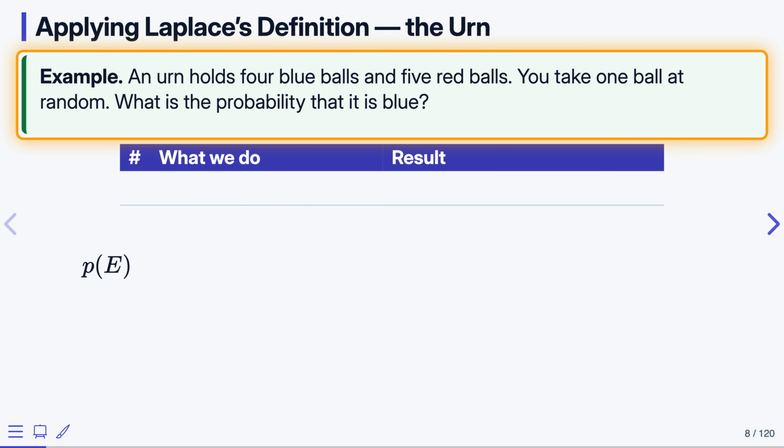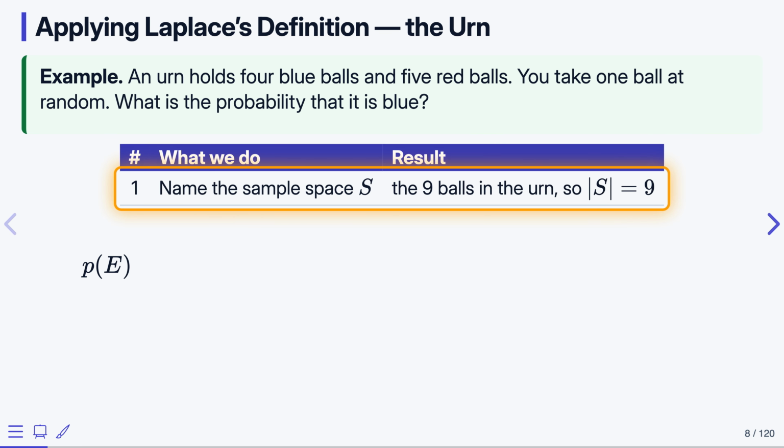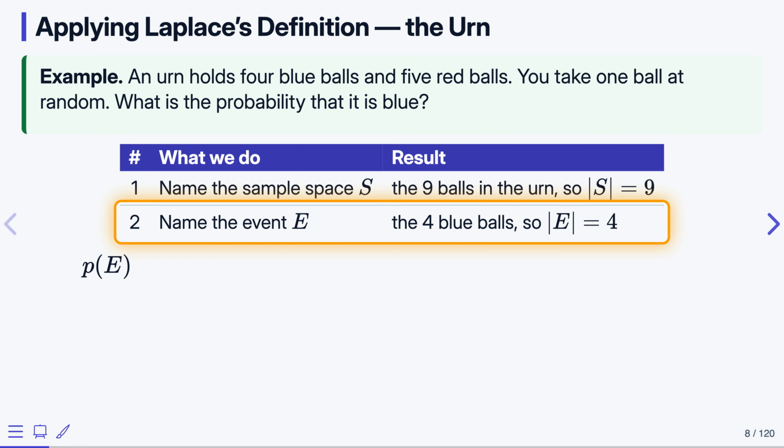Let's use the rule. An urn holds 4 blue balls and 5 red balls. You take 1 ball at random, and we want the chance that it is blue. Step 1. Name the sample space. It is the set of balls you could draw. 4 blue and 5 red make 9, so the size of S is 9. Step 2. Name the event. It is the set of blue balls. There are 4 of them, so the size of E is 4.